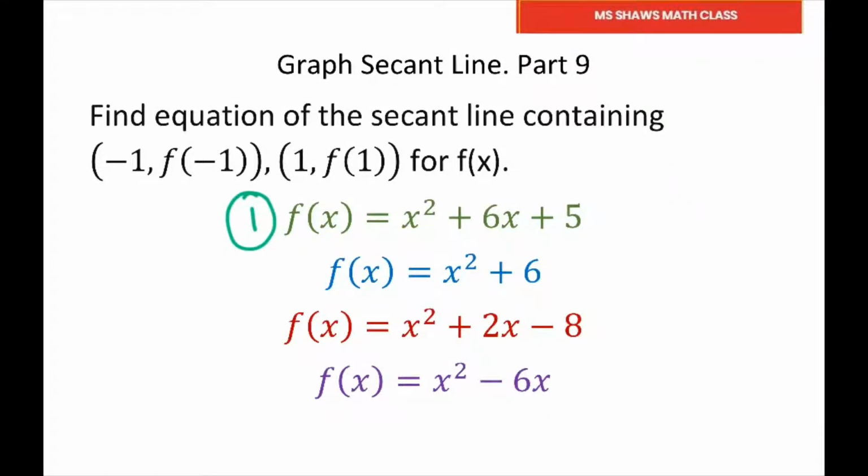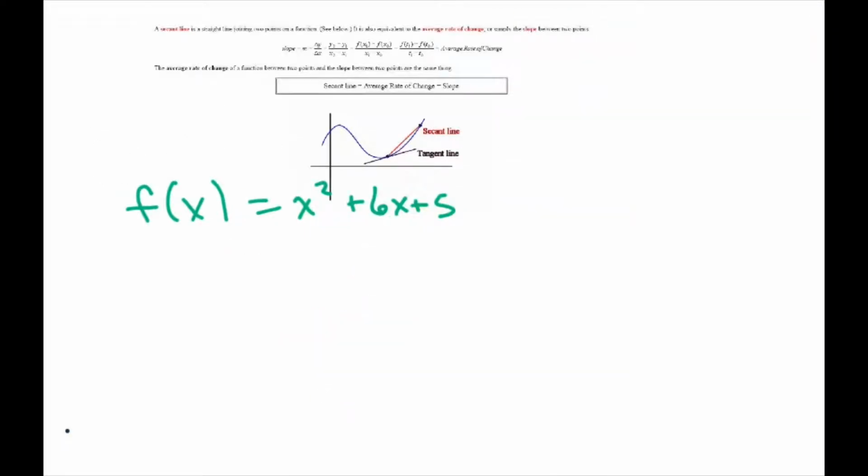Hi everyone, we're going to graph the secant line, find the equation of the secant line containing our x at -1 and 1. We're going to have to find our y. We're also going to graph f of x and show the graph with the secant line. So the first thing we want to do is look at this.